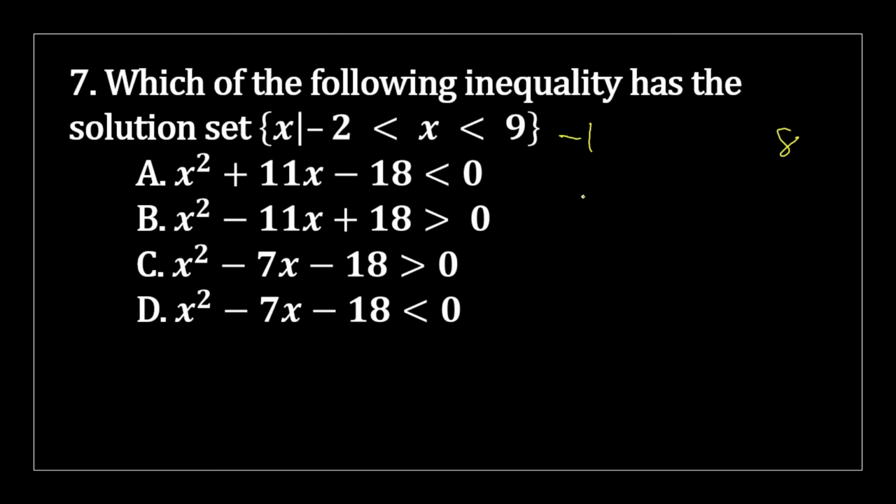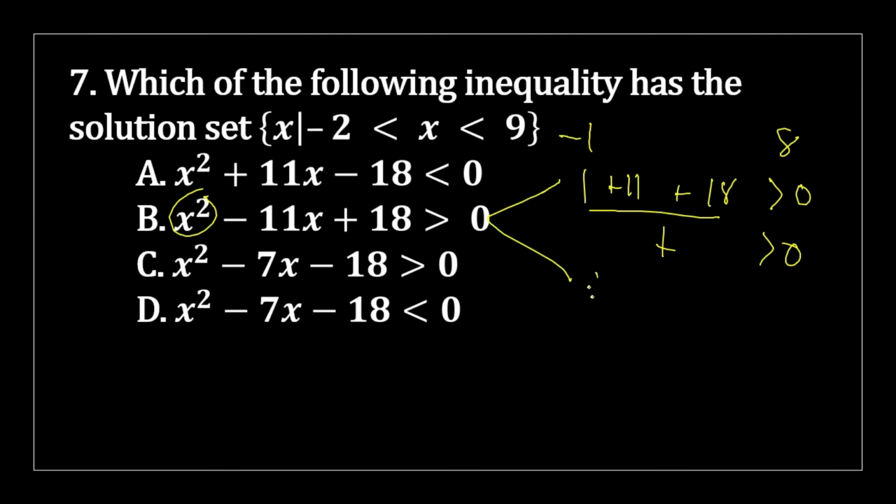Let's try number 2. Number 2 for negative 1 first. So negative 1 times 1 is 1. Negative 11 times negative 1 is positive 11 plus 18 should be greater than 0. So this is correct for negative 1 because this is a positive number. So this one is then all positive numbers greater than 0. So let's try 8.